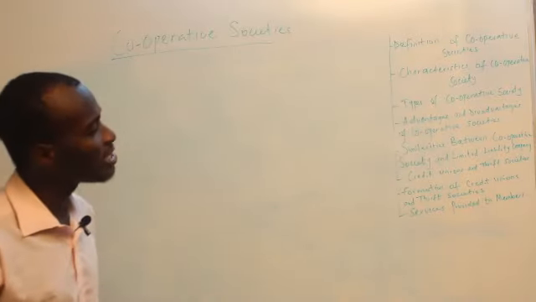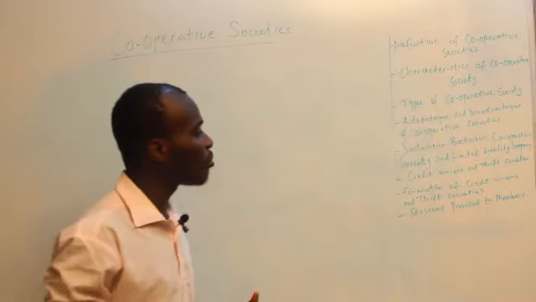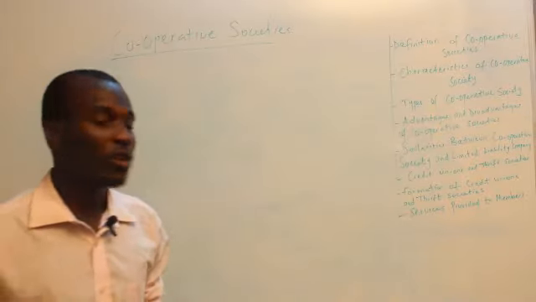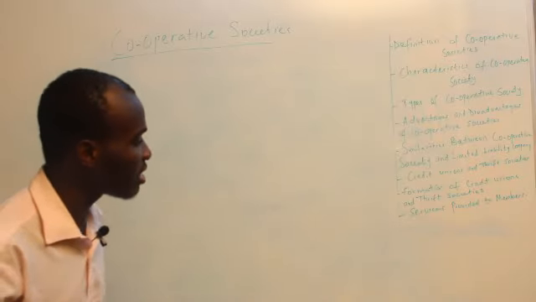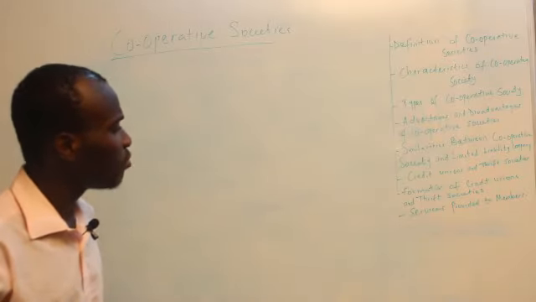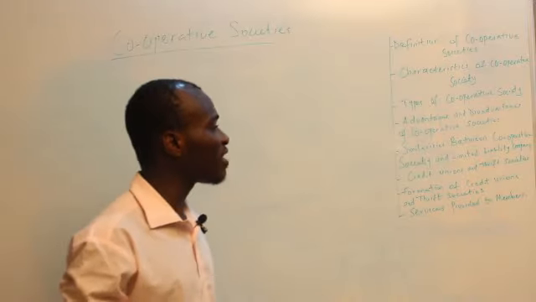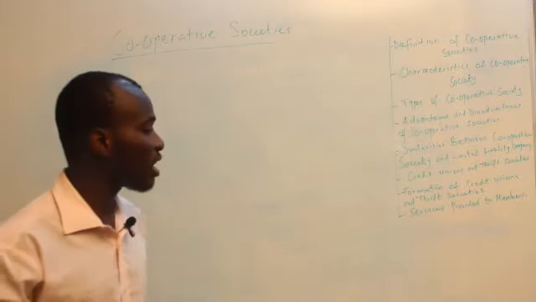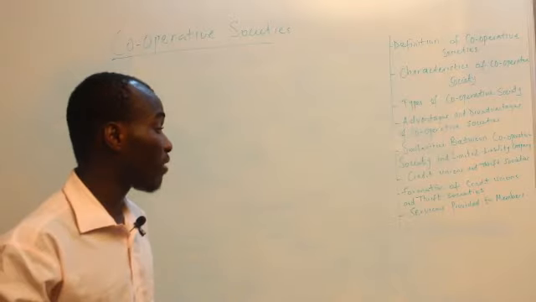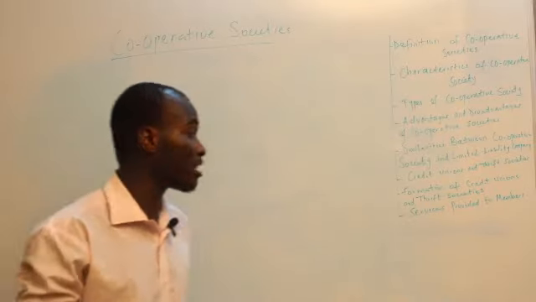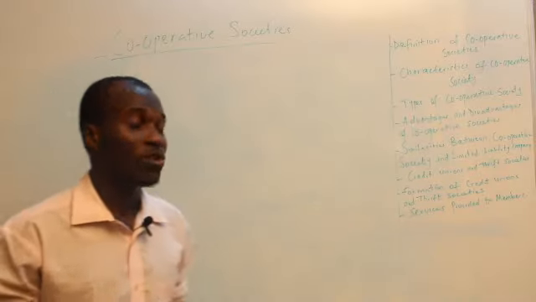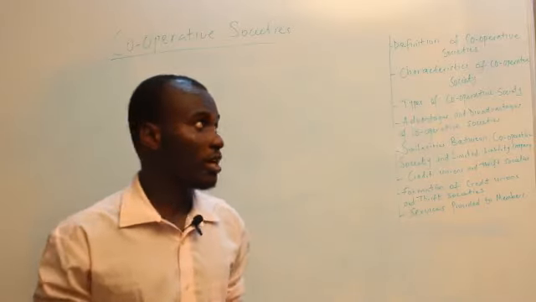Also, we'll be looking at the similarities between cooperative society and limited liability company. Also, we'll be looking at the credit unions and thrift societies. Thereafter, we're going to look at the formation of credit unions and thrift societies. Finally, we'll move to services provided to members by the credit unions and thrift society.